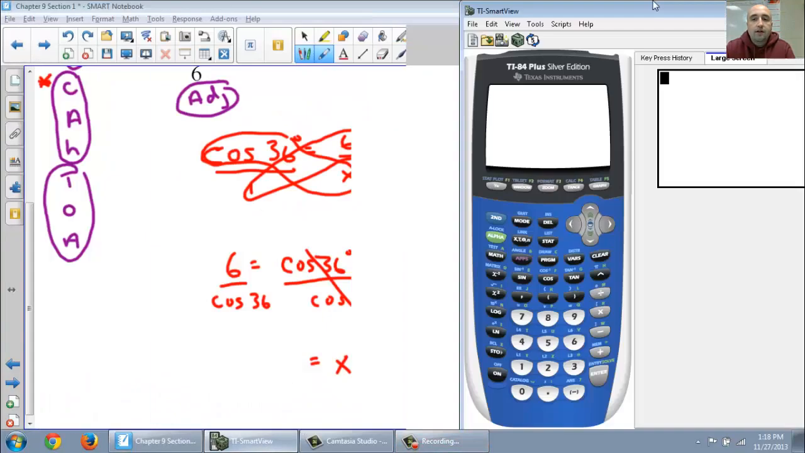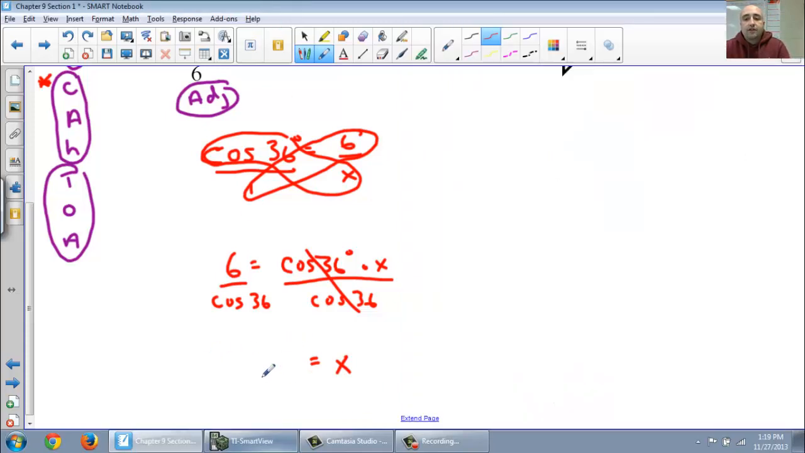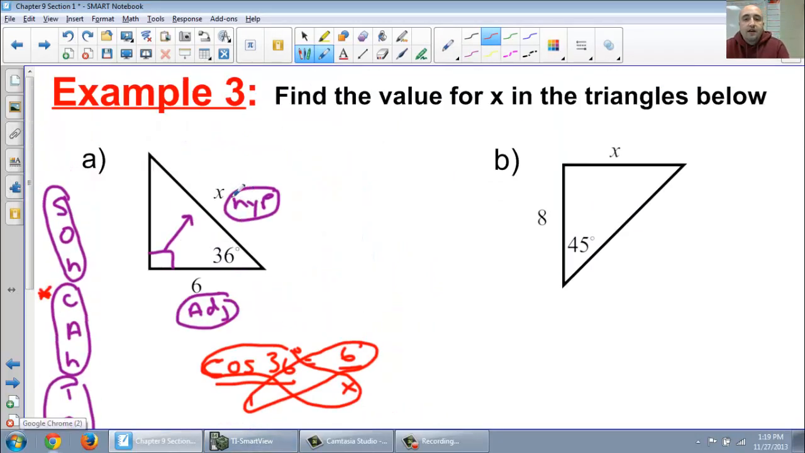Okay, so I'm going to go to my calculator. 6 divided by cosine of 36 degrees. Make sure you close your parentheses and hit enter, and it should tell you what that missing side is. The missing side is 7.42. I'm going to round to 2 decimal places, so 7.42. So if we go back up to our triangle, our missing side is 7.42. Okay, that's the first one.